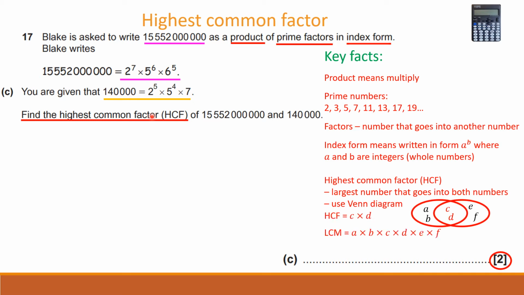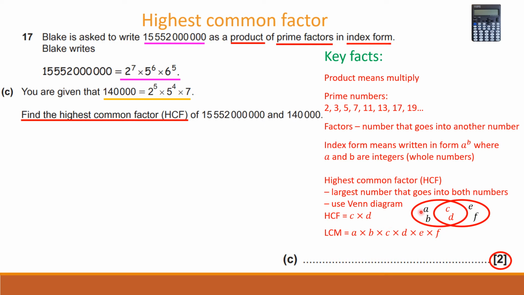Venn diagram. Now, a Venn diagram is a diagram where you've got two circles combined, and then you've got numbers in each of the circles. So the numbers which are common to both numbers go in the centre, and if you multiply these two numbers together, C times D, this gives me the highest common factor.